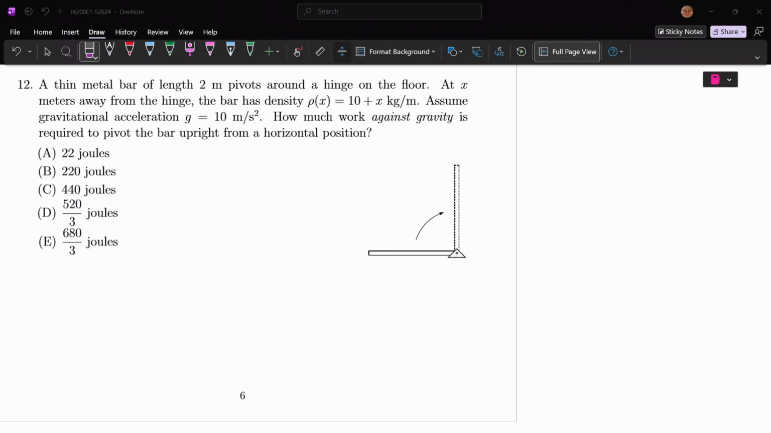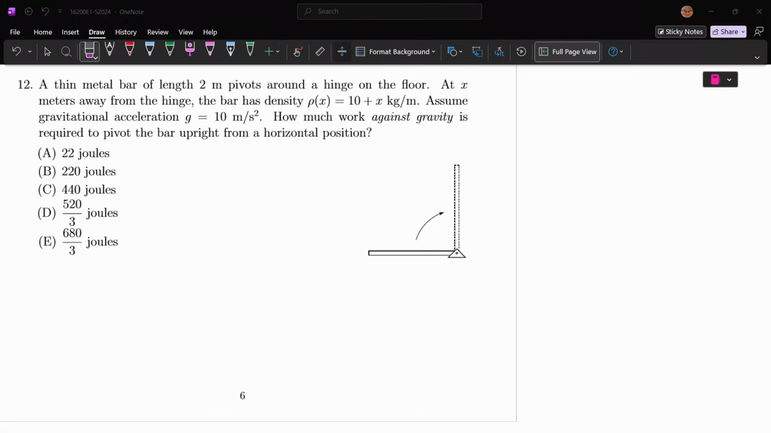Okay, so in this question we have a thin metal bar of length 2 meters which pivots around a hinge on the floor. And at x meters away from the hinge, the bar has a density of rho of x equal to 10 plus x kilograms per meter. Assuming gravitational acceleration g is equal to 10 meters per second squared, how much work against gravity is required to pivot the bar upright from a horizontal position?